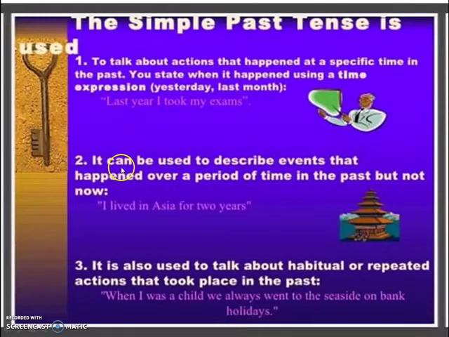Number 2. It can be used to describe events that happened over a period of time in the past but not now. For example, I lived in Asia for 2 years, but now I'm not. Number 3, it is also used to talk about habitual or repeated action that took place in the past. For example, when I was a child, we always went to the seaside on bank holidays.